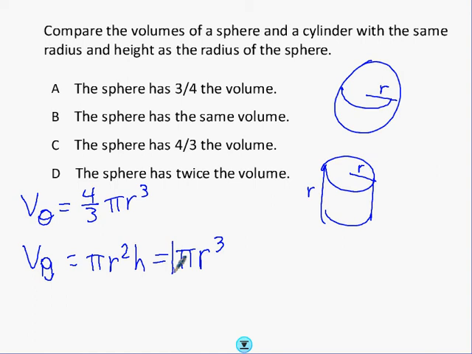So clearly the sphere is larger. Let's see, does it have 3/4 the volume? No. Has the same volume? No. It has 4/3 the volume. That's exactly right. 4/3 pi r cubed versus 1 pi r cubed. There we go. It does not have twice the volume.